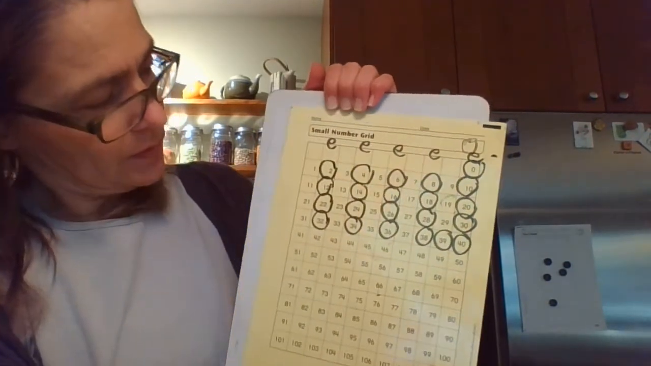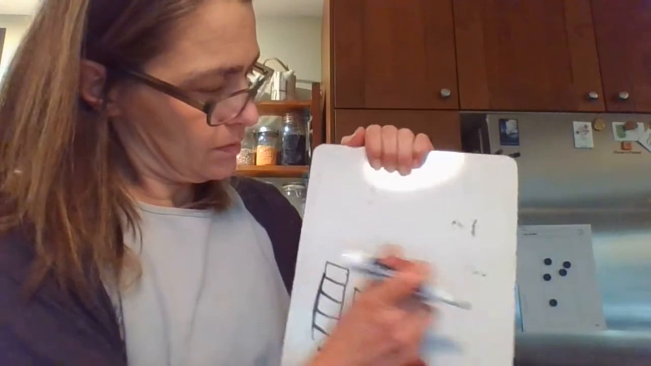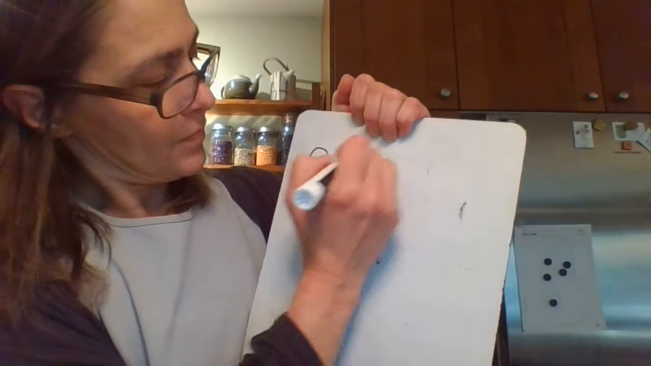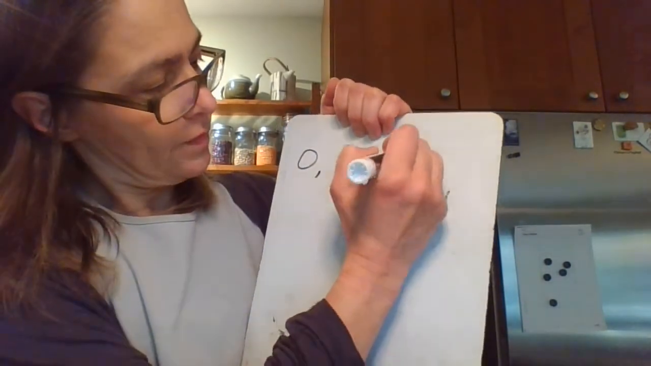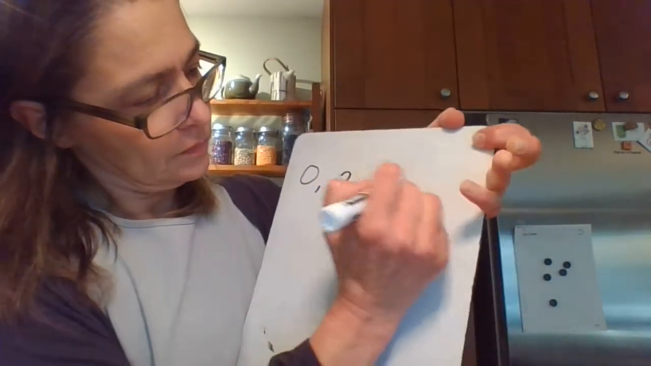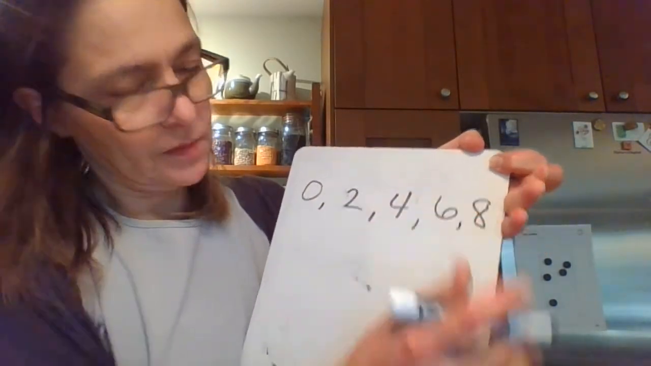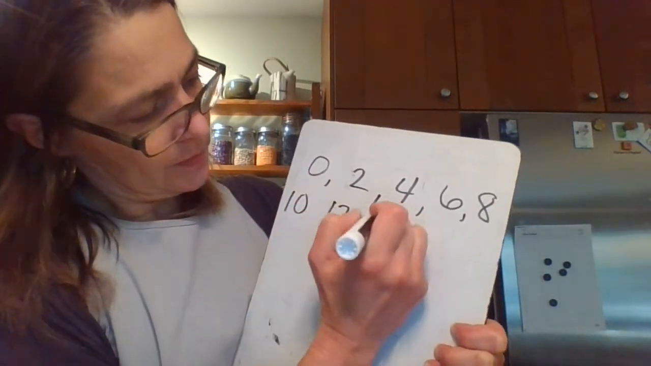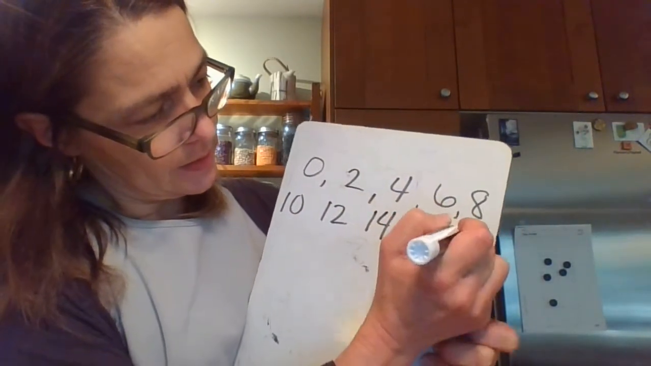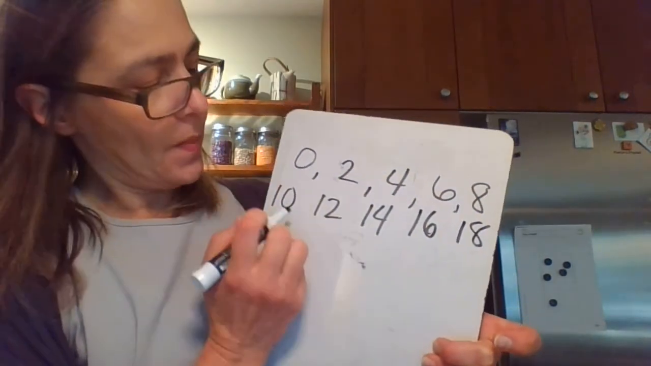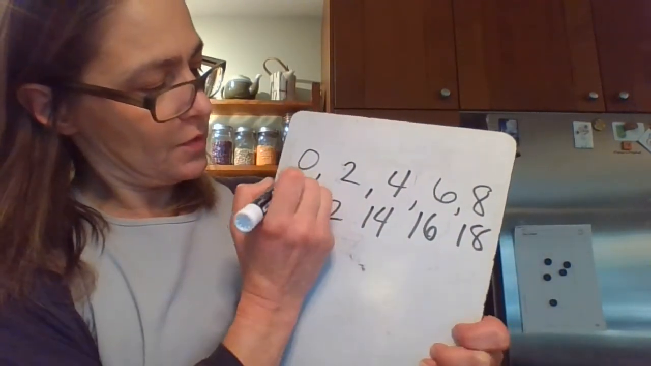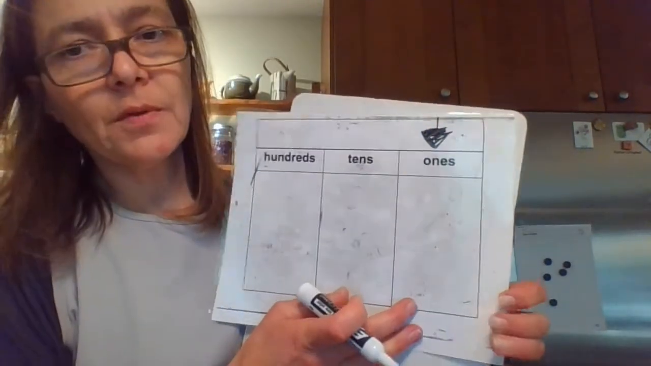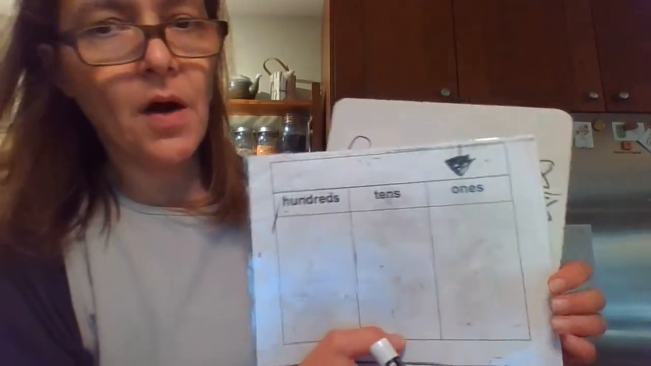And those numbers are 0, 2, 4, 6, and 8. And then we have 10. And we have 12. Then we have 14, 16, and 18. And those are all your even numbers. So you look for the place value and the ones, and that will tell you if a number is even or odd.